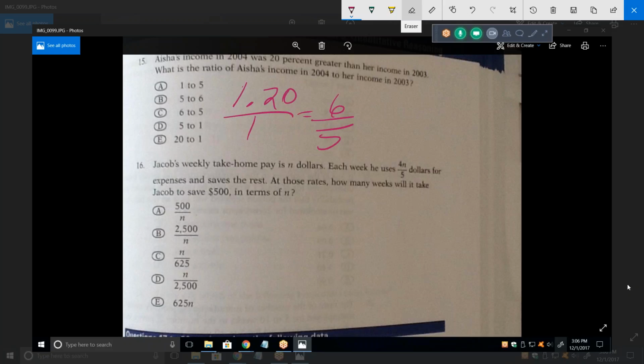How did you get that? Oh, because of 20% greater. Got it. Okay, let's do it an easier way. Pick some numbers. Give me an income for, they don't give us the income, so we can make up anything we want. Give me a nice, reasonable income for 2003. 50,000. Okay, I would have picked 10,000. Here's why.